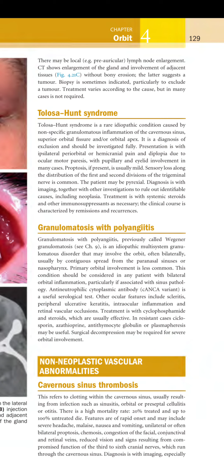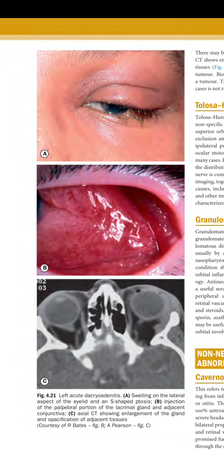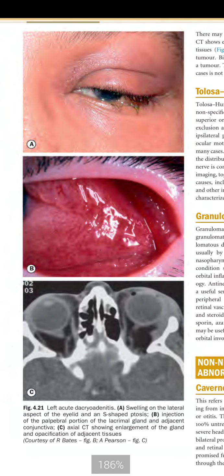Biopsy is sometimes indicated, particularly to exclude a tumor. Treatment varies according to the cause, but in many cases is not required. So this is the left dacryoadenitis. You can see the swelling on the lateral aspect of the lid, giving an S-shaped ptosis. B shows the injection of the palpebral lobe of the lacrimal gland and the adjacent conjunctiva. C is the axial CT showing enlargement of the gland and opacification of the adjacent tissue.